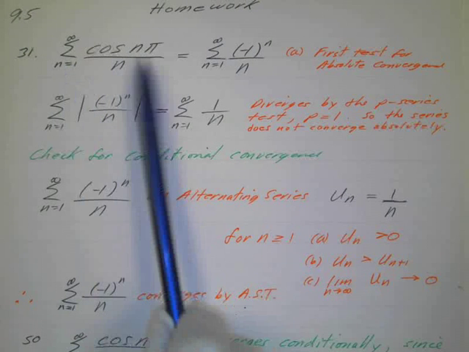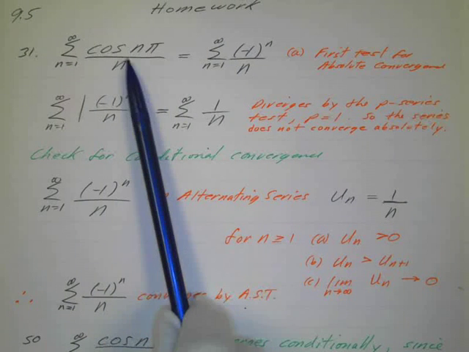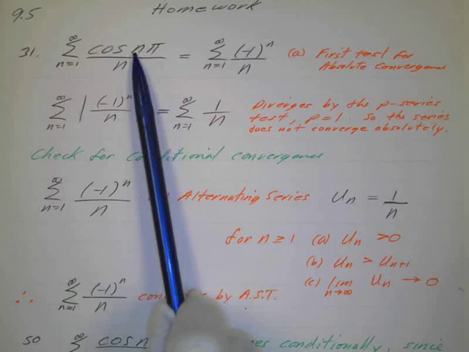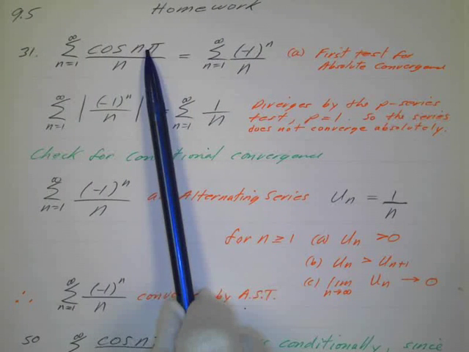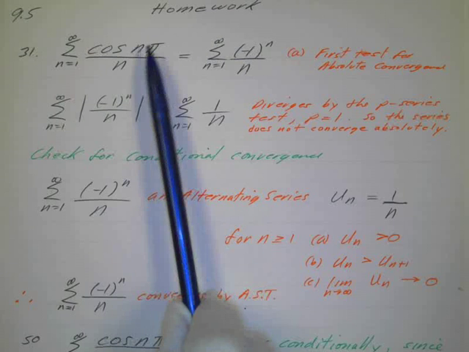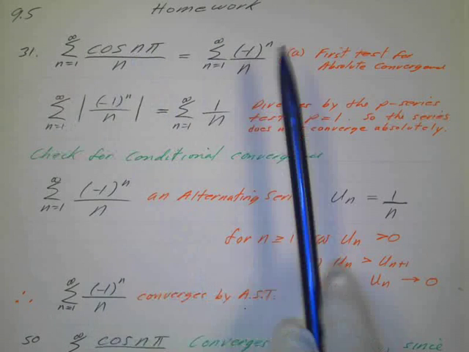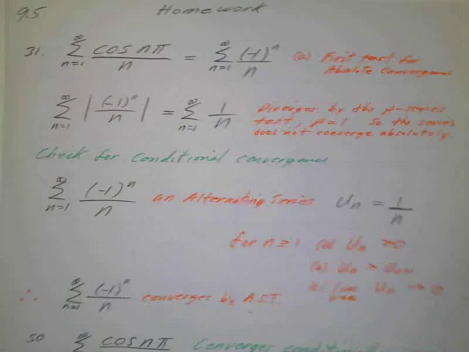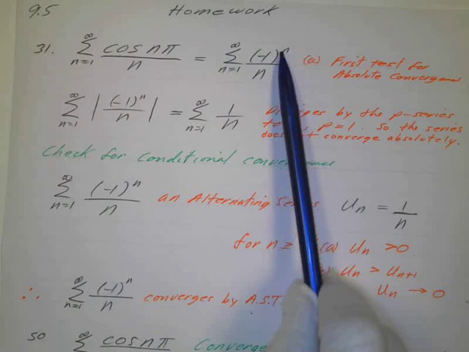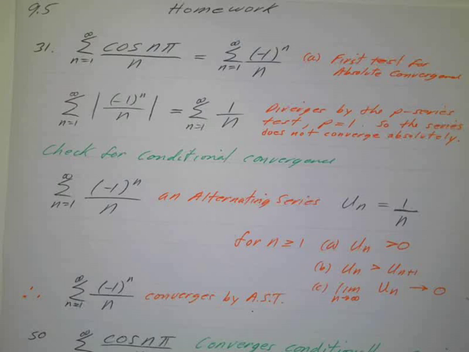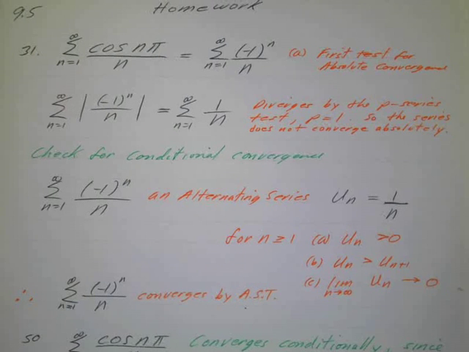So if we look at number 31, we have the series as n goes from 1 to infinity of the cosine of n pi over n. Now remember, when n is 1, the cosine of pi is negative 1. When n is 2, it's 2 pi, which is positive 1, so it's going to start negative 1, positive 1. So I think this would describe the series: negative 1 to the n. When n is 1, it's negative 1 over n. When n is 2, it's 1 over n. So I think that describes the series. There are other ways to write that, but I think that'll suffice.